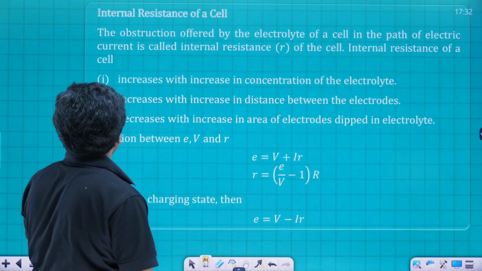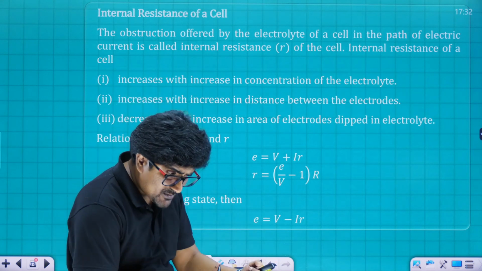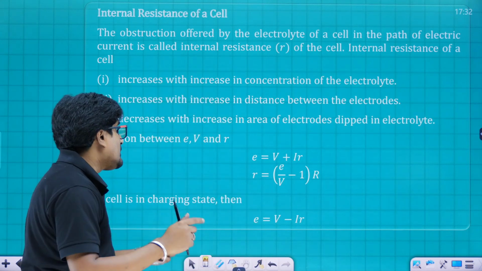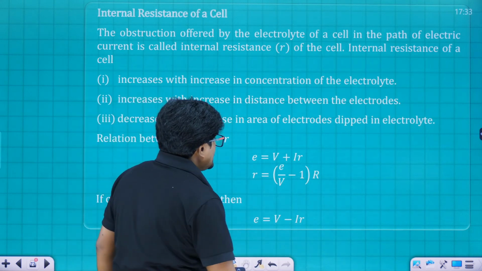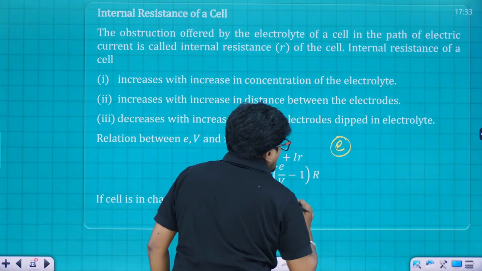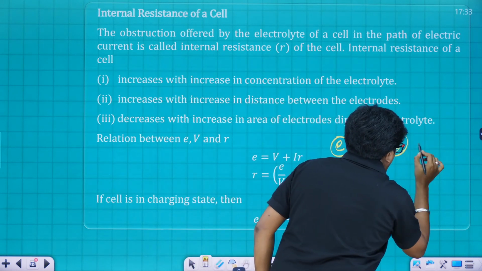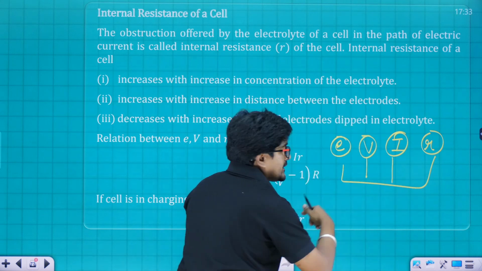All right, moving to the next, that is internal resistance. As the term says, it is the resistance offered by the cell itself. And the most important part here is that we must know about the EMF of the cell, E, the terminal potential difference V, the current I, and small letter r. How can these four terms be connected?